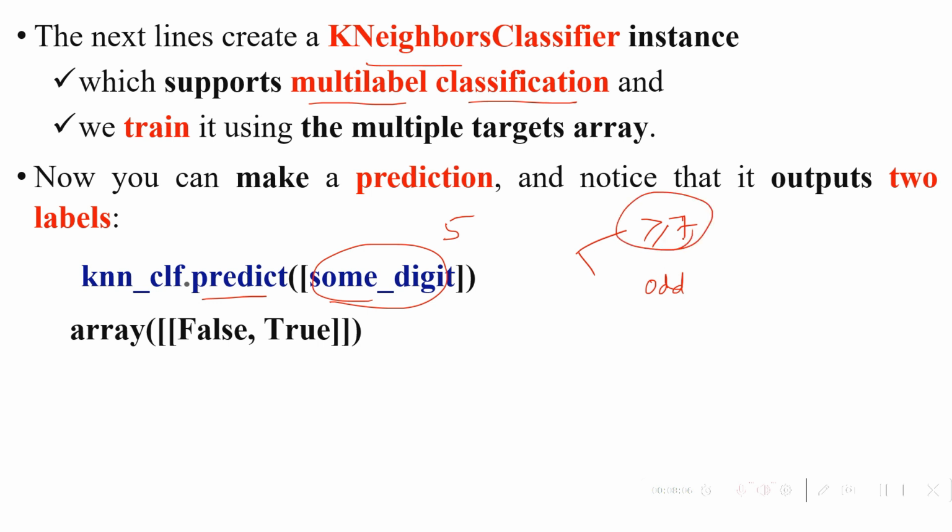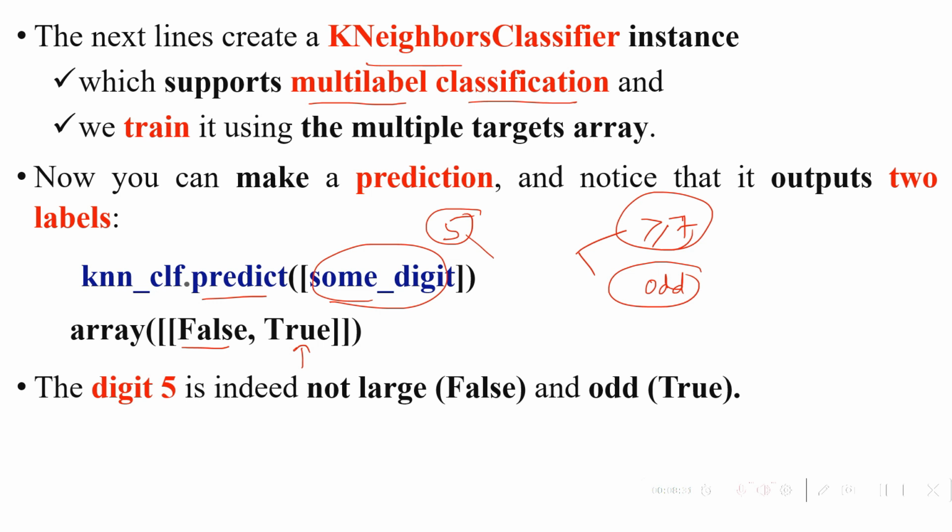Here the given digit 5 is not greater than or equal to 7, so we get the output as false, and the given input image 5 is an odd number, so it is true. Like that, for the same input value, we get two labels. Simply, this is called multilabel classification. So the digit 5 is indeed not large, that is a false value, and it is odd, thus it is a true value.